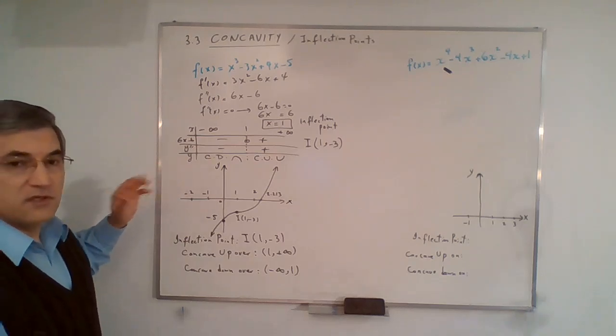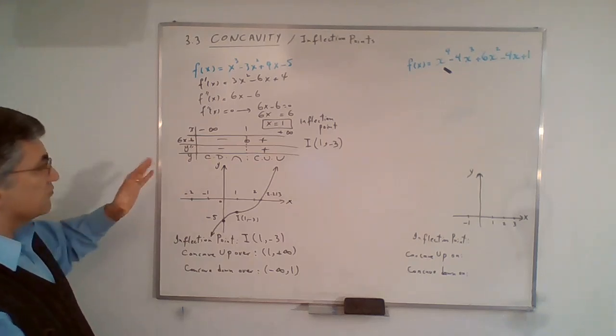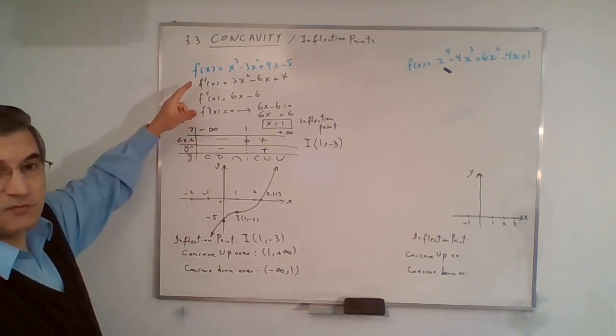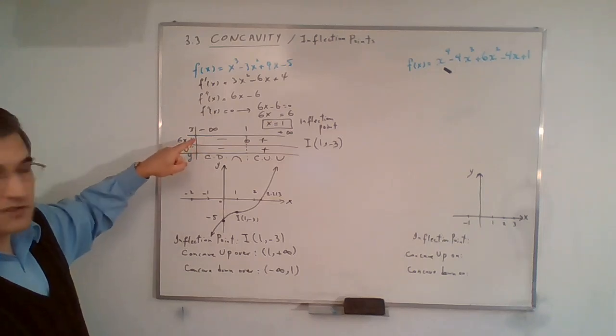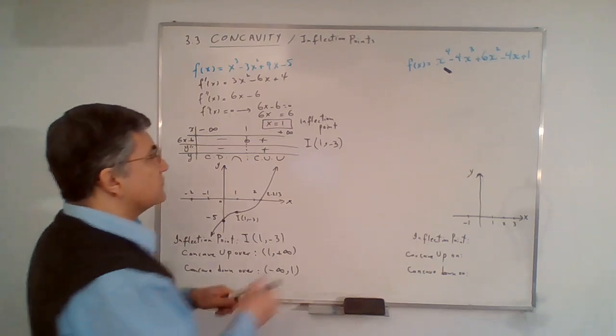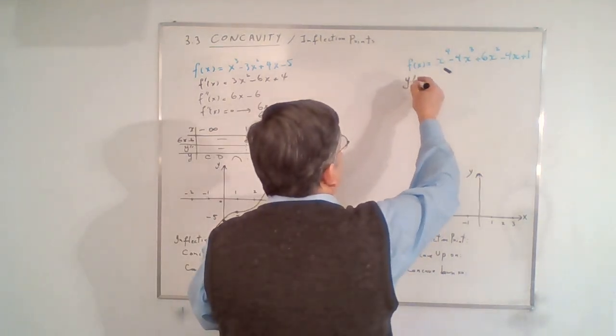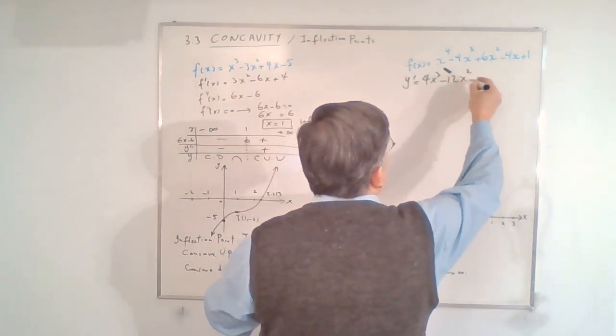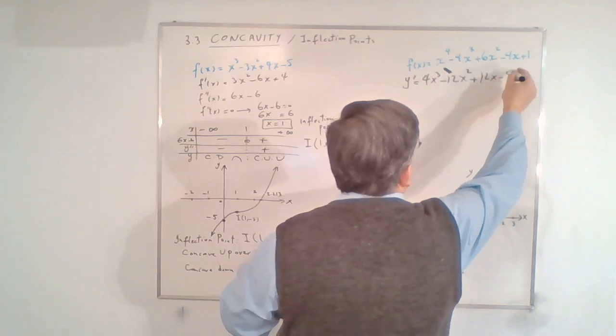Later on, we're going to be doing curve sketching, but I want to go step by step. This was an example done for a cubic function. It did have one inflection point. Now I'm going to try this other one, which is a quartic function. For this one, I'm going to take the derivative again. So 4x cubed minus 12x squared plus 12x minus 4.